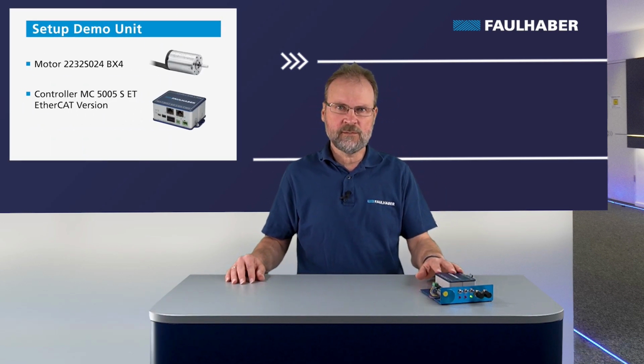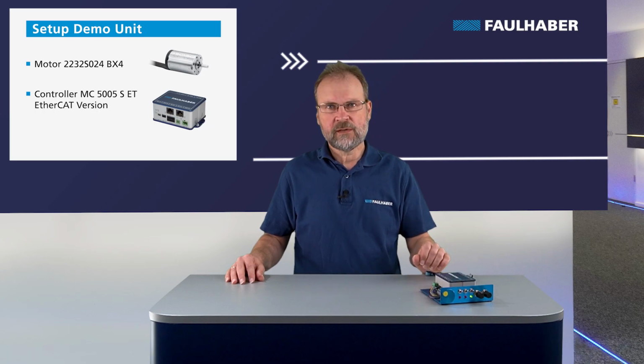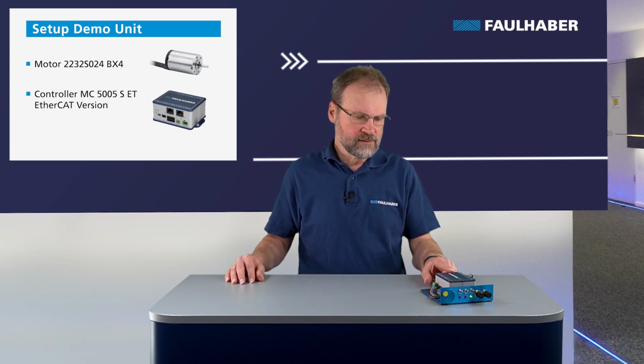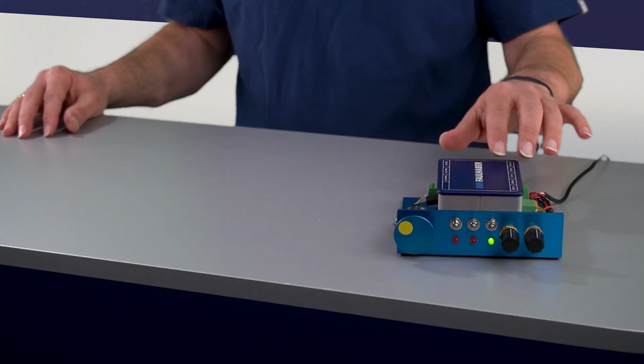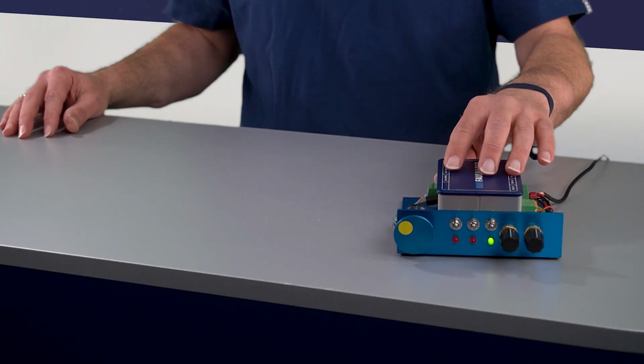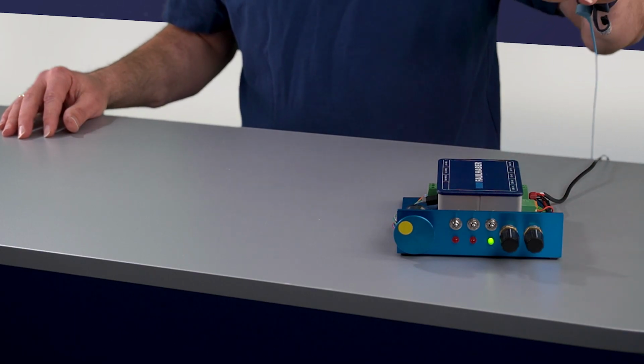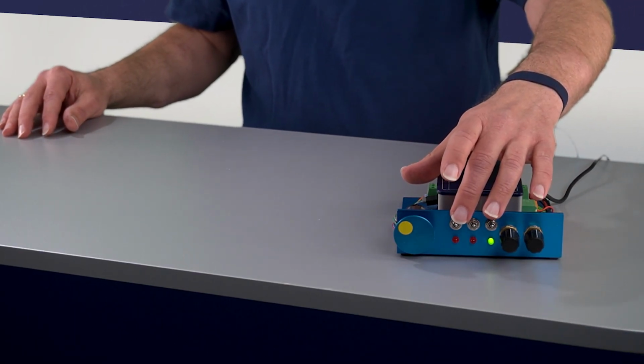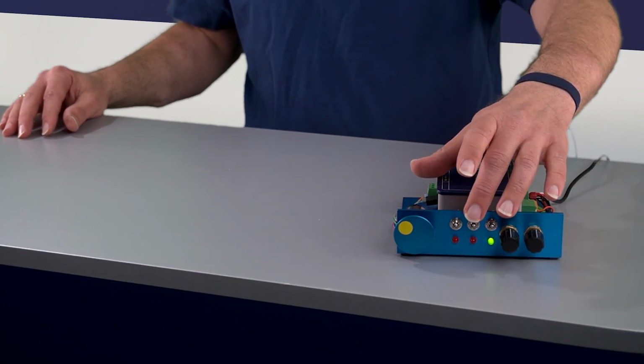In this video, I want to show how to configure the motion controller to use the digital inputs for limit switches. And I'm once again using one of my demo kits here. So this one has an MC5005, here the SET version, so EtherCAT, the big package here. And I have 3 switches to stimulate the digital inputs.